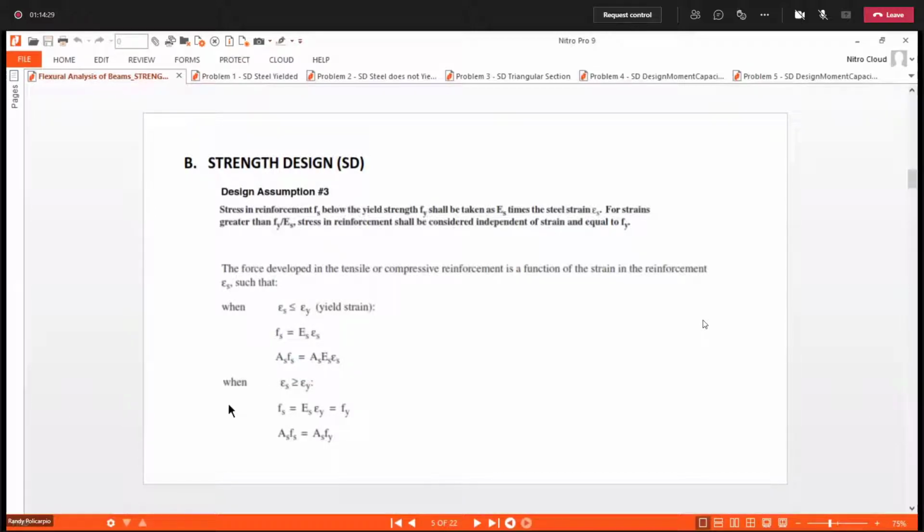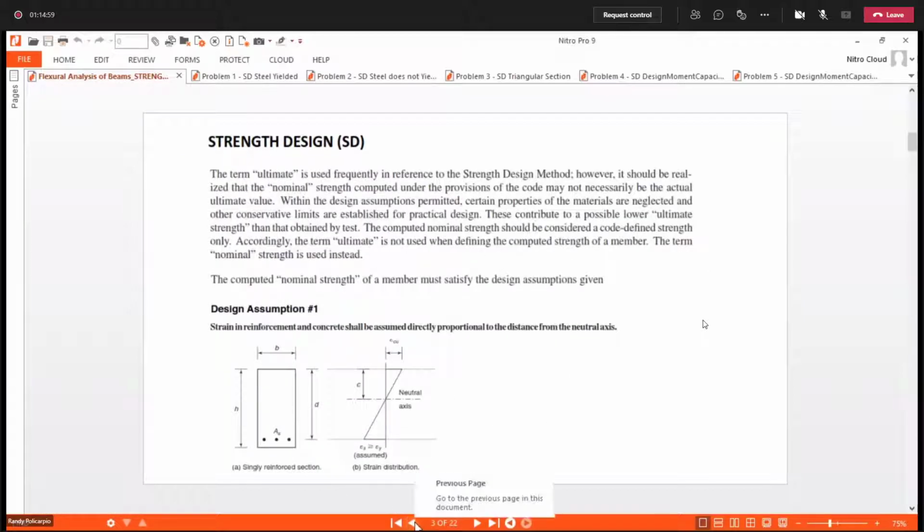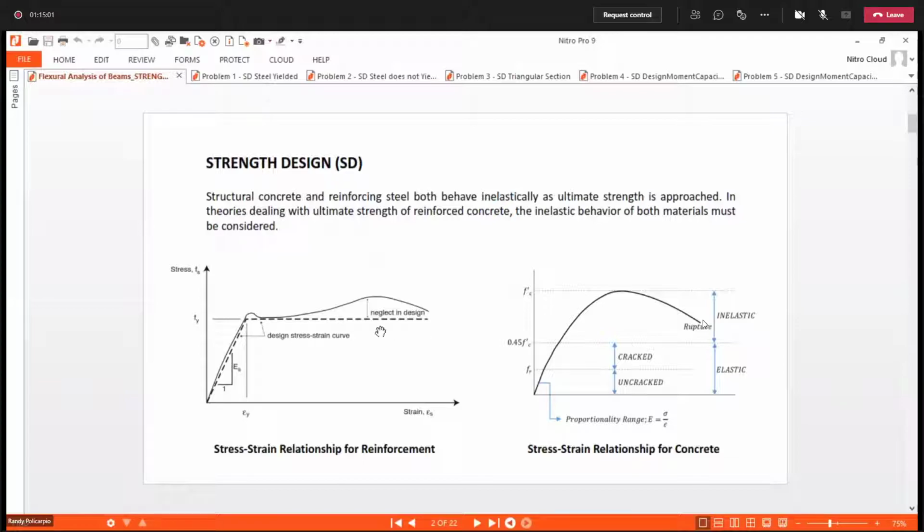Now when the strain in the steel is equal to or greater than the yield strain, your Fs will be equal to Fy, because your epsilon y is equal to what? Fy over Es. Yun ang magiging value niya. Kaya Fs is equal to Fy. Kaya makikita yun yung diagram kanina, no? Okay, so flat na to.